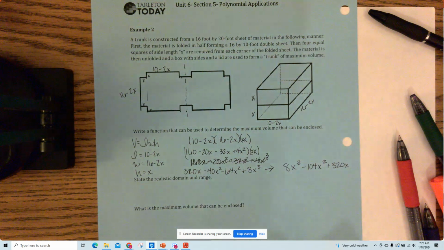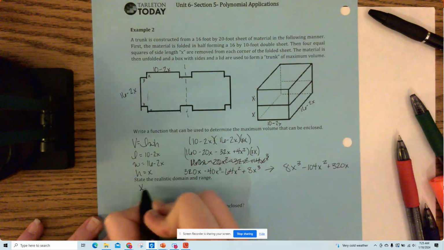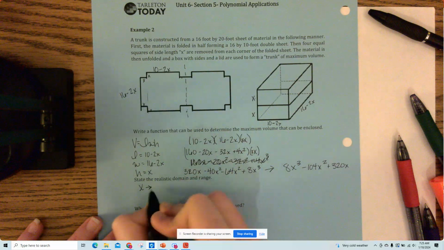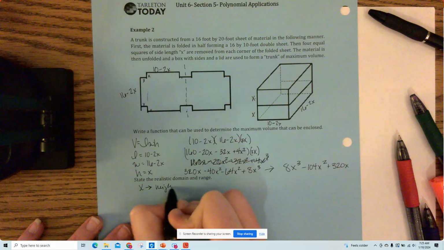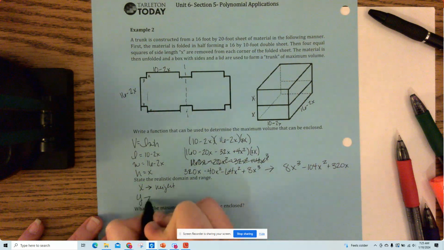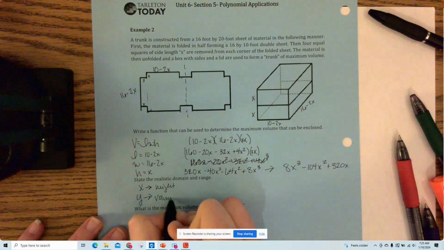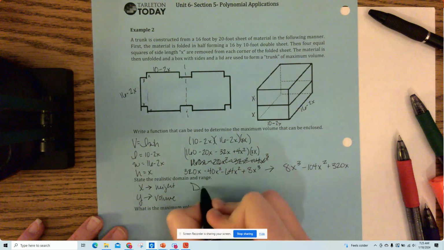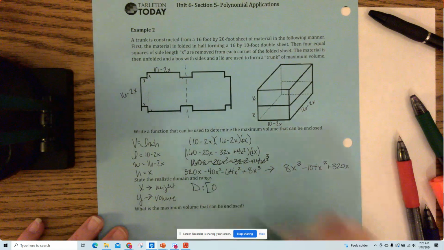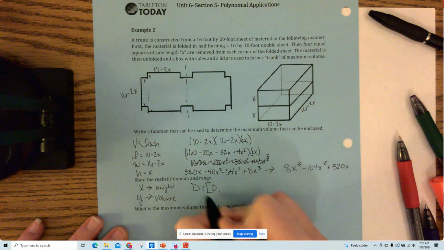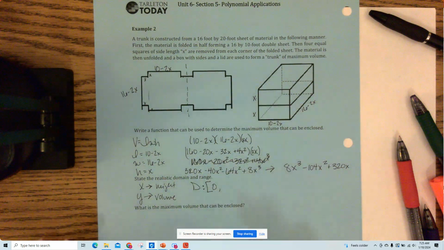State the realistic domain and range. So x is a measurement. So the notch that's cut out, maybe the height. And then y is the volume. Okay. So for my domain, the smallest the height could be is 0, right? And even then, I would probably use a parenthesis because you couldn't have a 0 height. It would have to be something greater than that.